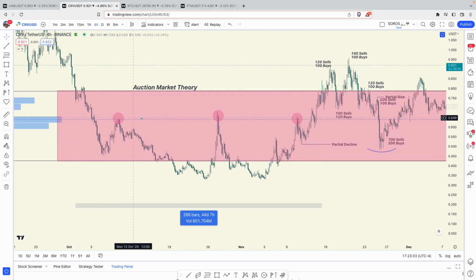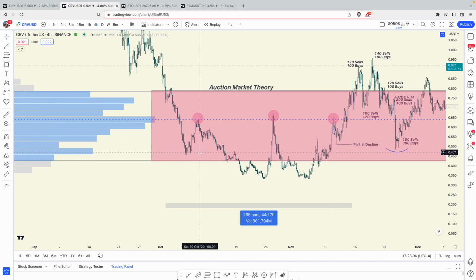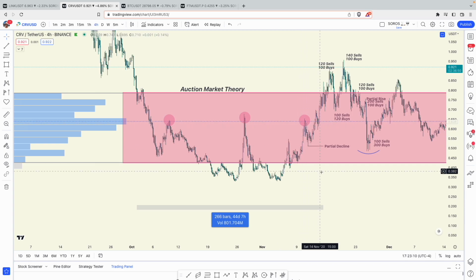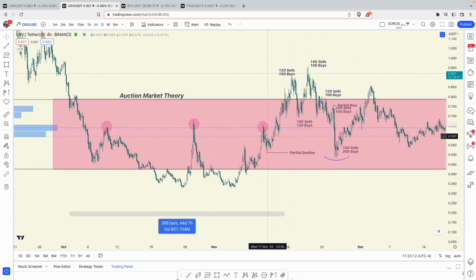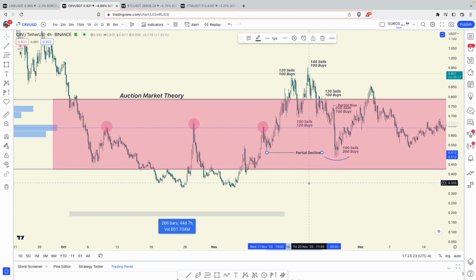Now, this is your range point of control, so you know that there's going to be sell pressure if it returns again, and it does. Third time, it hits it and sells off. So if you sold off here, you'd have a 20% move. Then you get a partial decline.